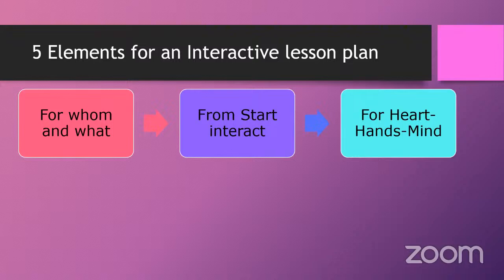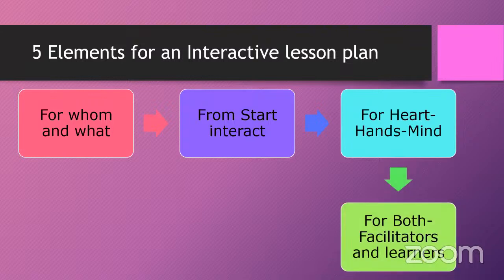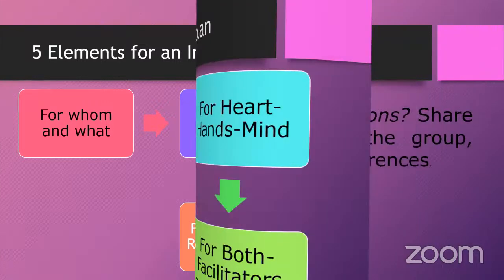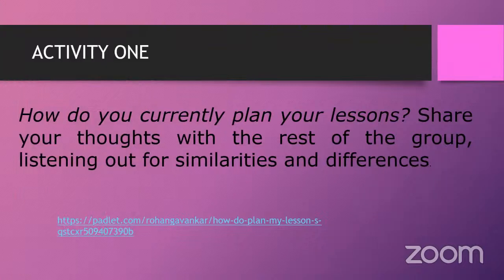That means give them experiences where they touch things, where they feel things. All the 6 senses, maximum senses, I would say, involved. For both, plan your lesson for your own self as well as your learners. And we use aluminium foil for wrapping up things, so I just wanted a 5th F there. So the 5F element for an interactive lesson plan is wrap up. Either you review what you've done or you reflect, or some people might call it a recap as well. Now there is a very good activity.